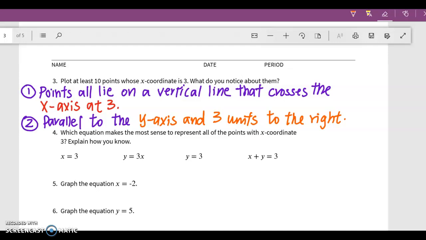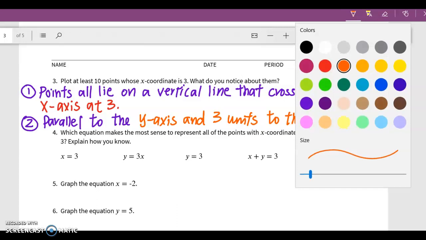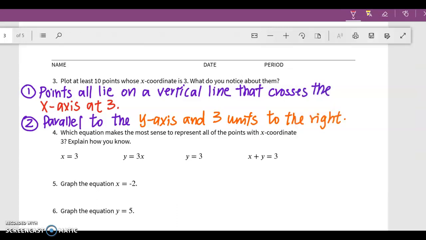to the right. Number 4, which equation makes the most sense to represent all the points with x coordinates 3? Explain how you know. So same reasoning as the last time, but this time it is the x coordinate. So it will be x equals something, and that will be our answer. Okay, number 5, we're going to graph the equation x equals -2, and then also graph y equals 5.